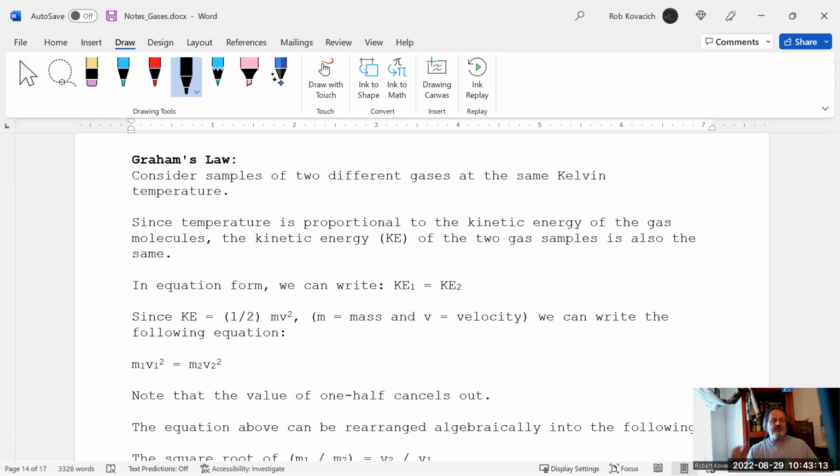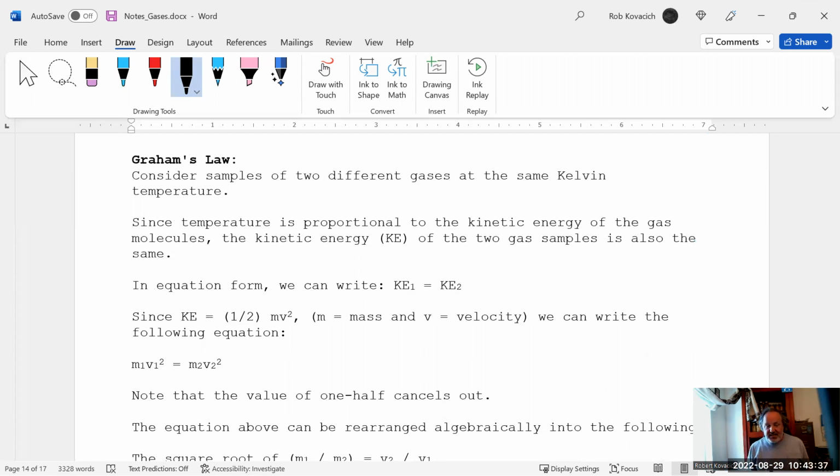Okay, so next one is called Graham's law. Graham's law is the only equation of the gas laws that I actually use, and that's because there's a square root in it. And I can't get rid of the square root when I'm doing railroad track stuff. So we'll actually use this equation. Graham's law is about the speed of gases in the same container.